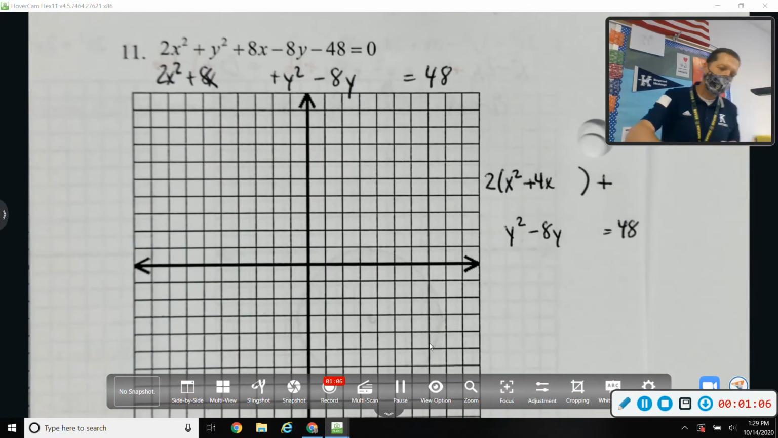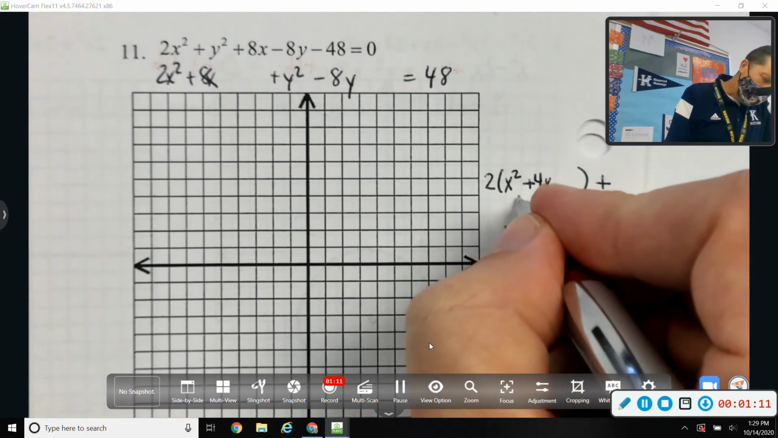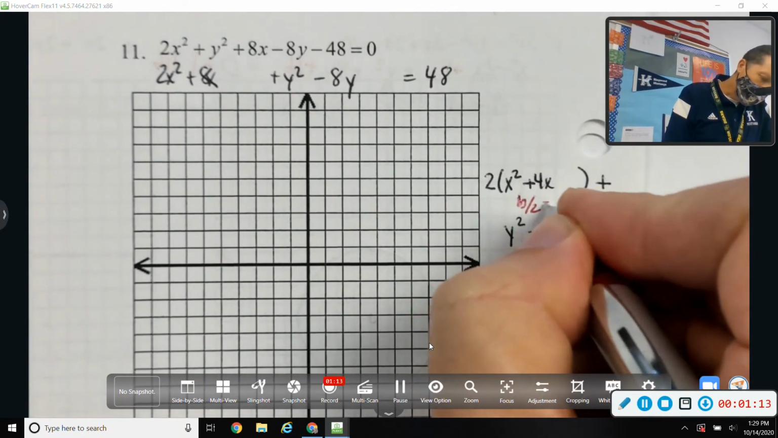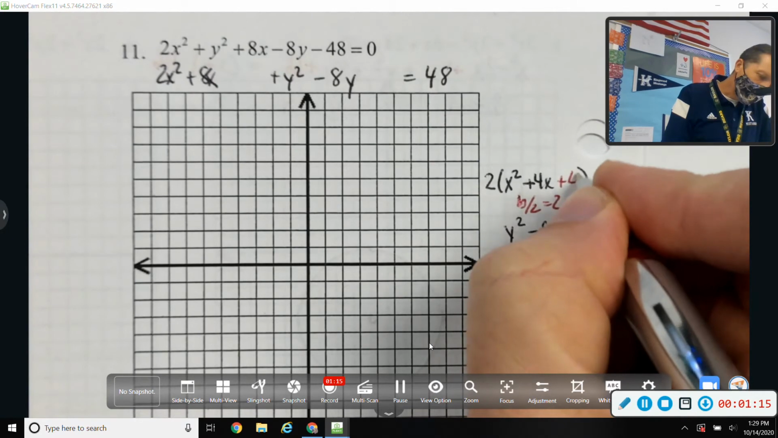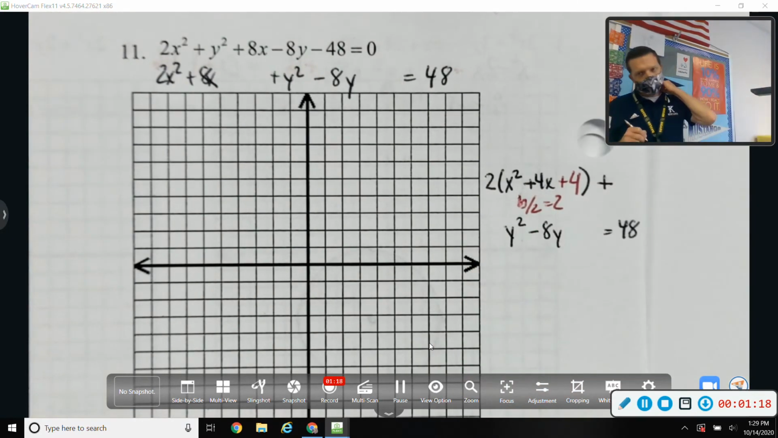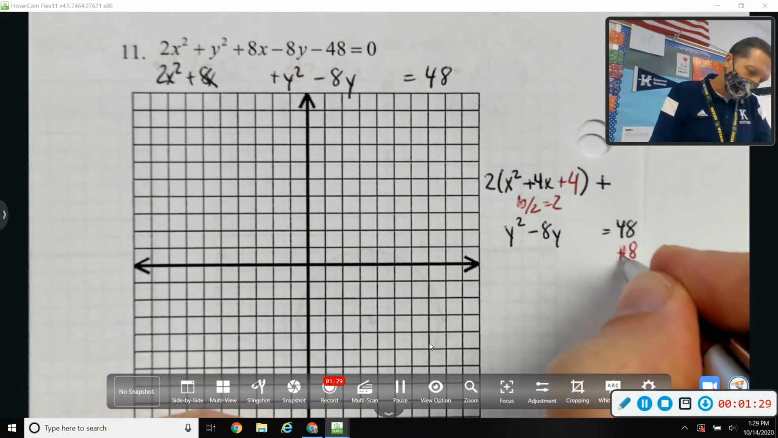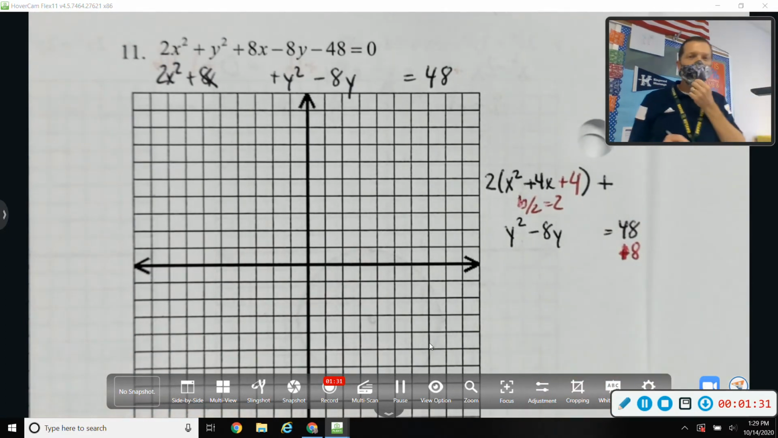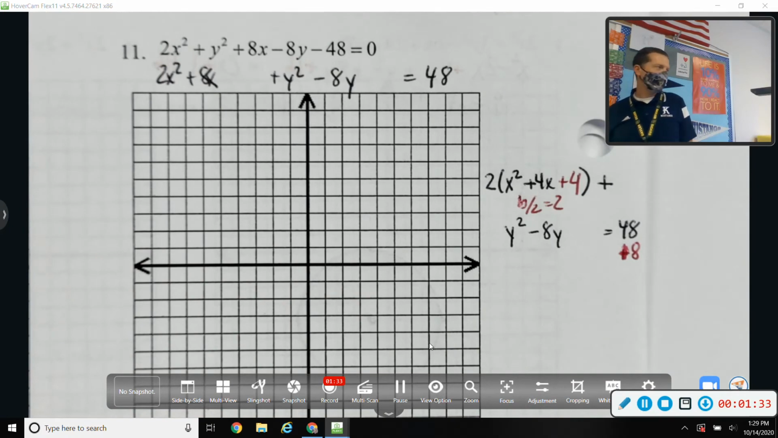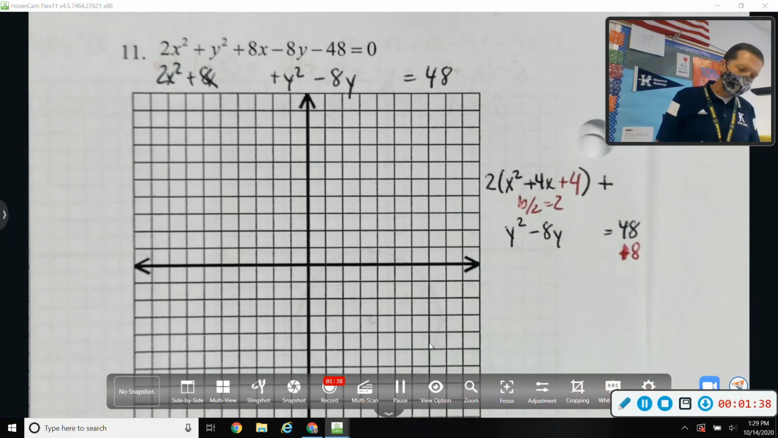Alright, so now I'm ready to do the b over 2 stuff. So b over 2 is 2. Square that, we get 4. But what did I really just add to the left-hand side of that equation? 8. Plus 4, but because the 2 is out front, I added 8. So I need to add 8 to the other side. Again, I hope that feels weird to write plus 4 plus 8, because that's generally not allowed. But it was plus 8 and plus 8.